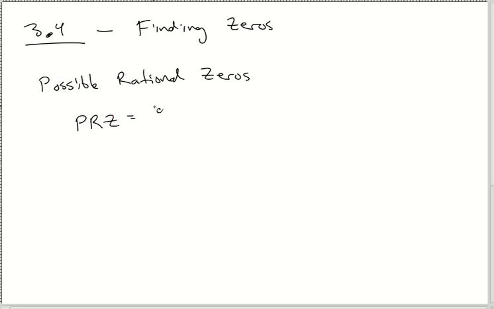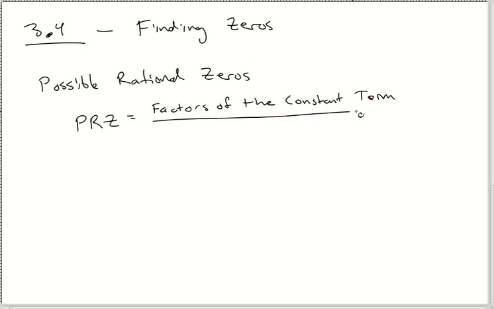And I'm going to give you a formula for this if that's okay. It is factors of the constant term divided by factors of the leading coefficient.